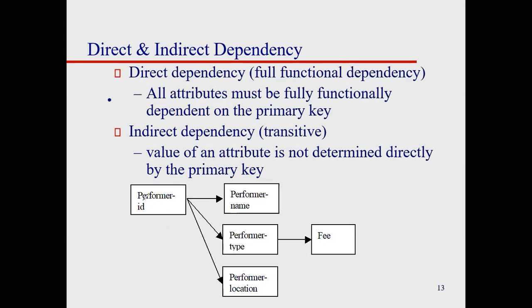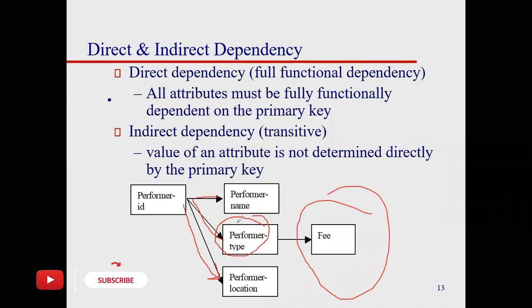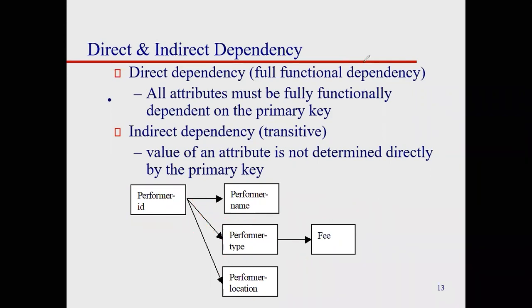So if the fee was, for example, these are the direct ones. If you want to find the performer's name by ID, you can easily find it, right? Like performer type, you can easily find from the ID. The performer location you can find directly from the ID. But the fee, if you want to find it, you have to see the performer type, which kind of performer type, and then with the ID both. So the combination of these two will find the fee. This is called the indirect dependency or transitive dependency.